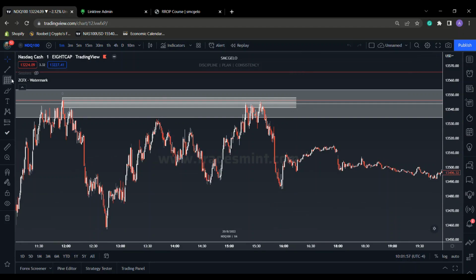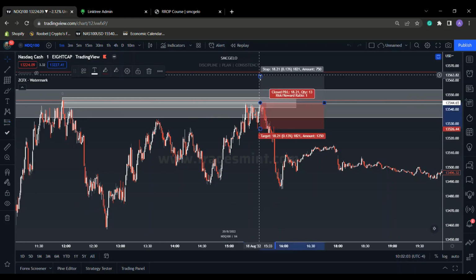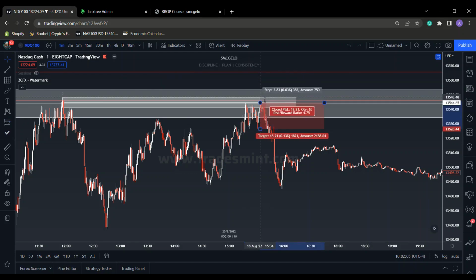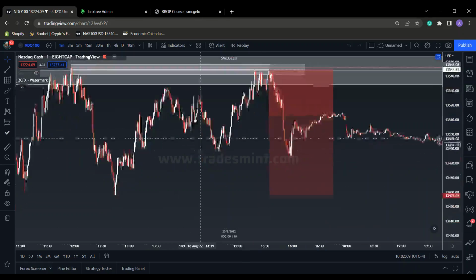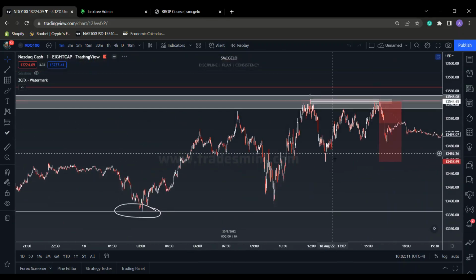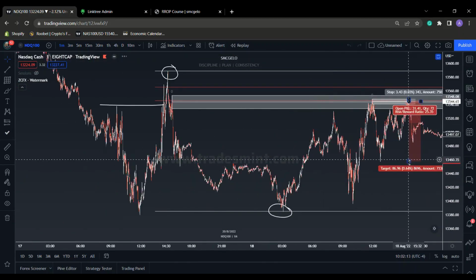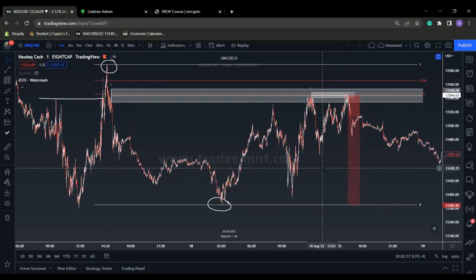Okay, and this stops right here, and take profit could have been here, but once again, like I said, we want to take our profits at the low of the move. So boom, 44 RR, just from knowing which zone we want to take.